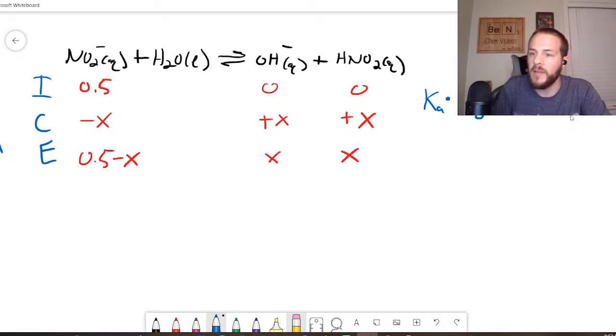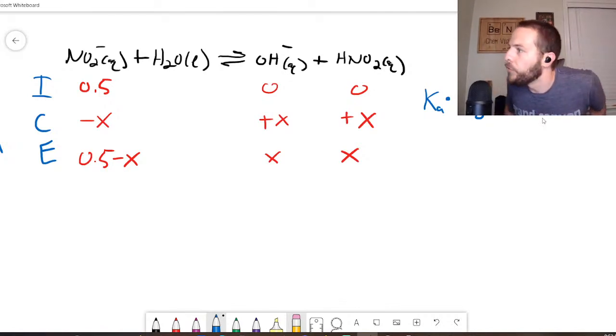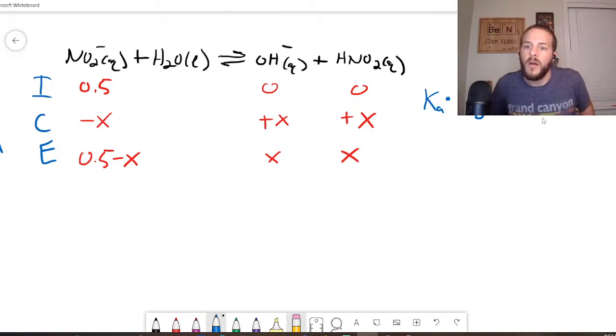And again, the Kw, that's the ion product constant for water, right? That is the equilibrium constant that describes a neutral solution of acid and base where the concentrations of hydronium and hydroxide are equal.